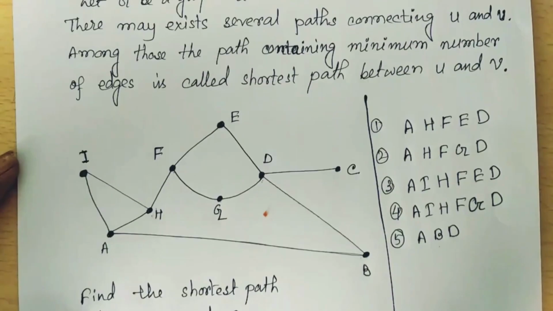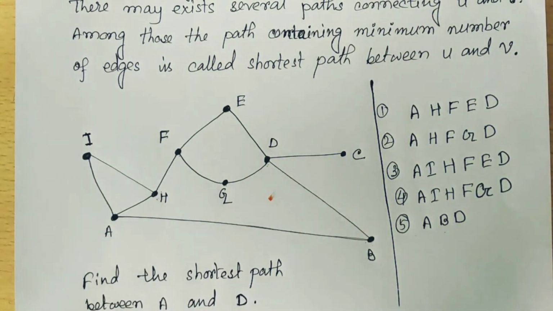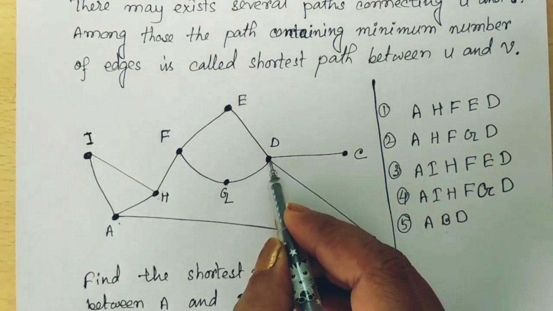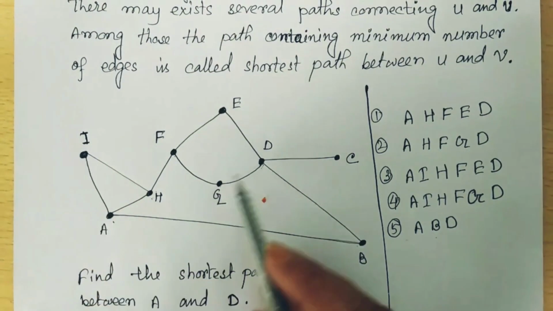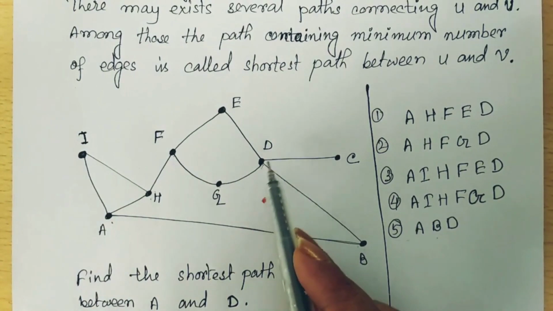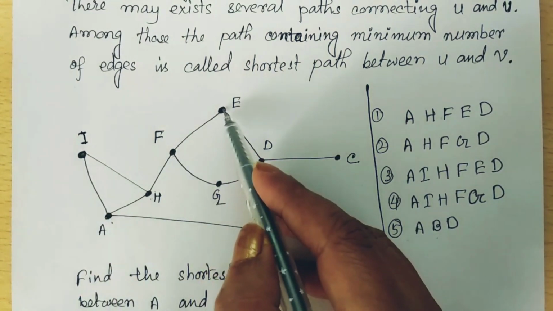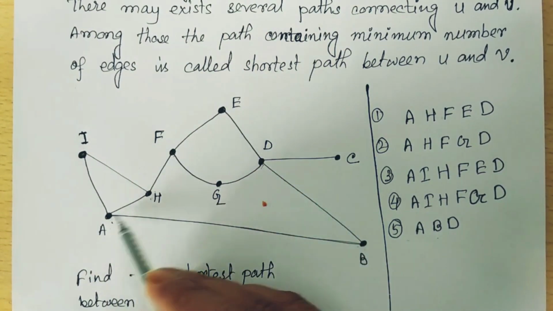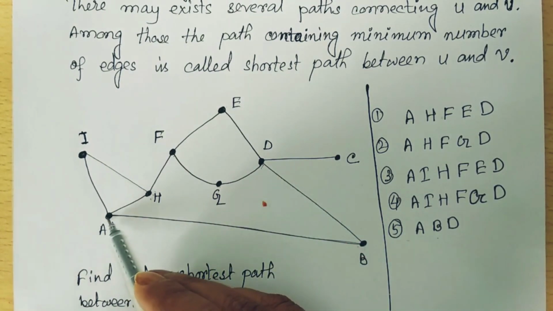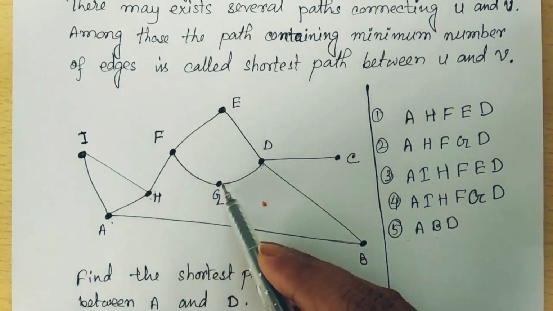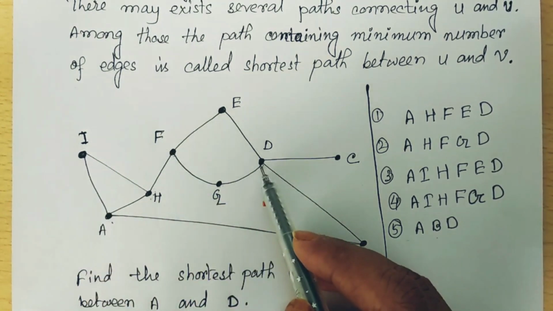So for example, let this one be the graph and we want to move from the vertex A to the vertex D. Now if you want to move from A to D, then look, there are so many paths available. So for example, A to I to H to F, F to E, E to D, that is one of the paths. Again A to H to F, F to E, E to D, that is one more path. Again A to H to F, F to G, G to D, this is another one. And again this way we can move, this is one more path.